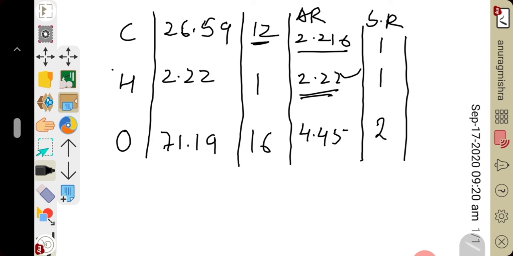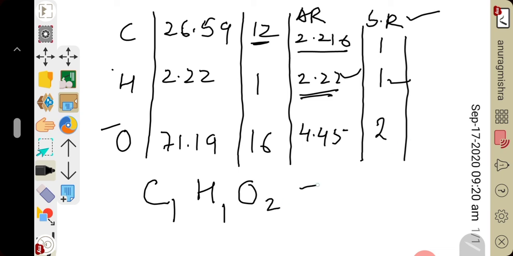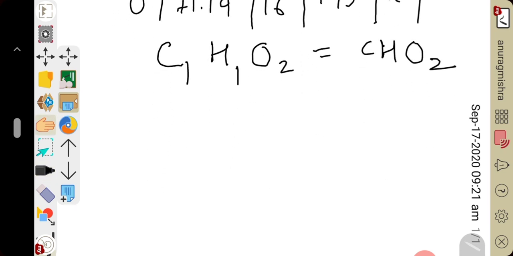Then the next step is to find the whole number ratio. Because the simplest ratio is already in whole numbers, there is no need to find a whole number ratio. Now write down the symbols of the elements, carbon, hydrogen, oxygen, and put the simplest ratio as a subscript for each. For carbon, the simplest ratio is 1; for hydrogen, 1; and for oxygen it is 2. So the empirical formula is CHO2. We got the empirical formula.